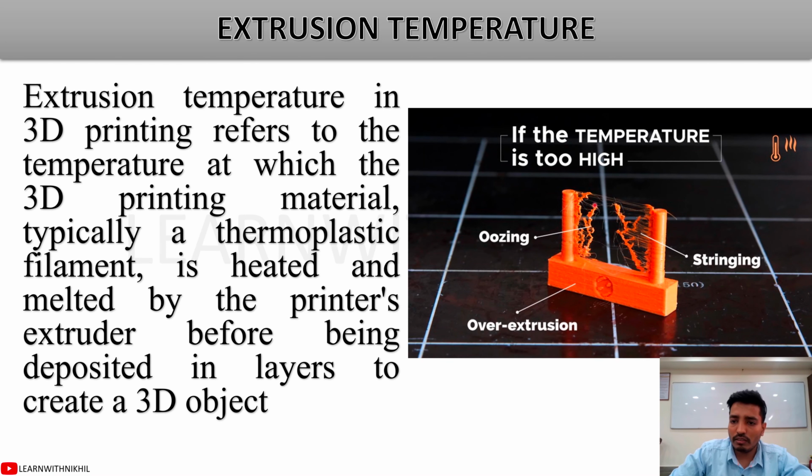Here is the object where everything is explained properly. This is the oozing out of the filament. This is the stringing. This is the over extrusion. More filament is there. So maintaining the nozzle temperature, the build temperature, will affect your overall quality. So you have to maintain the temperature.